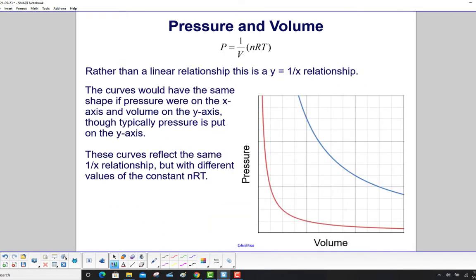Rather than a linear relationship, this is a y equals 1 over x relationship, and this is just a constant here. The curves would have the same shape if we reversed the pressure and volume axes, right? If we put the pressure on the x-axis and the volume on the y-axis, but typically you put pressure on the y-axis right over here. It's a pressure-volume graph.